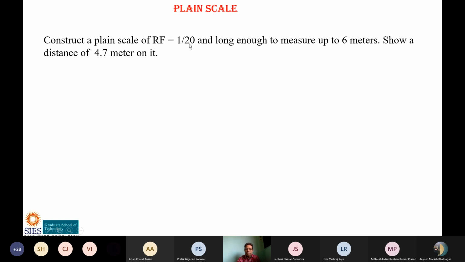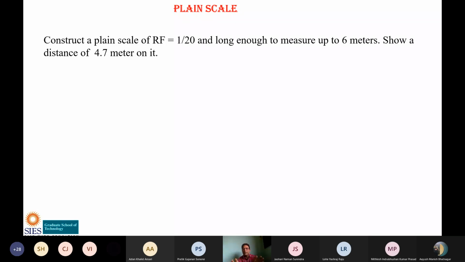So length on drawing upon actual length of the object, and long enough to measure up to 6 meters. What is mentioned? It is mentioned that you have to construct a scale which can measure up to 6 meters. Some other question may say that you have to construct a scale which can measure 10 meters. Some other question may say that you have to construct a scale to measure 30 kilometers. Suppose a road is being constructed and on the 30-meter road, it has to be shown that at different places there is some facility available. Maybe there is a truck available or something to eat, etcetera. So then it is a 30-meter scale.